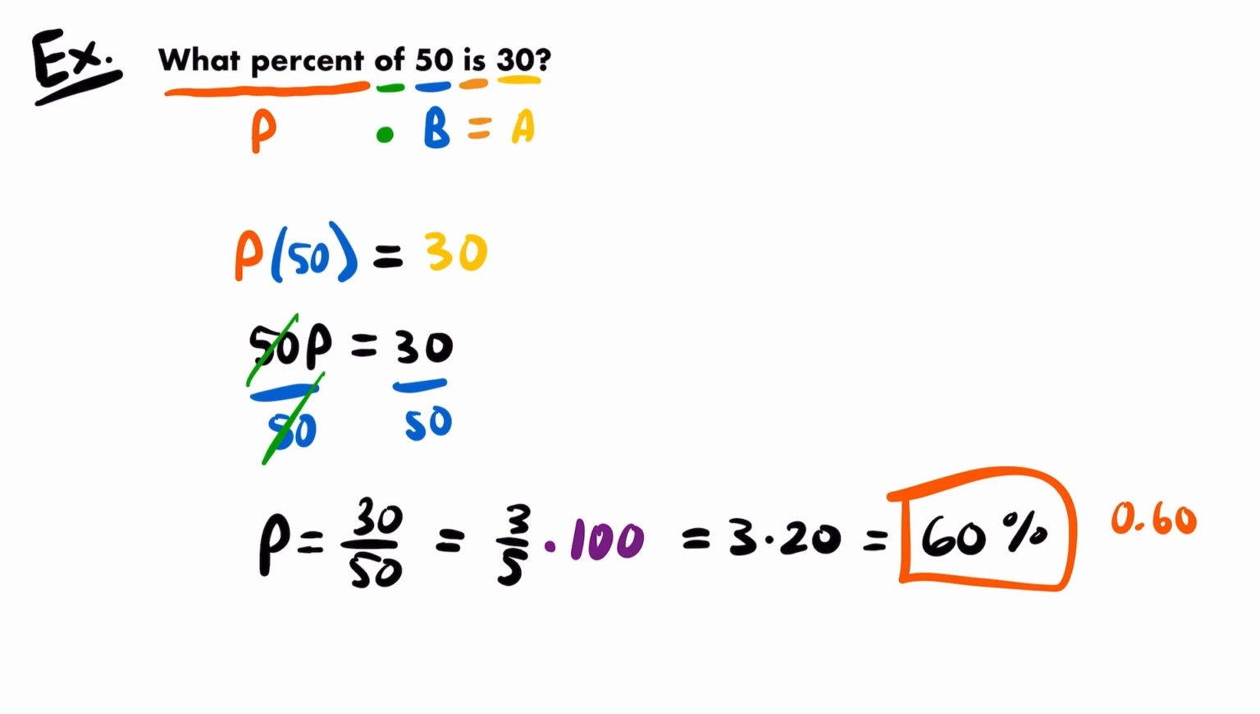Well, we have just found that 30 is 60% of 50. That is the final answer to this problem, and so that answers our second question from the beginning of this video. But now let's take a look at our third and final question with the last example for this video.